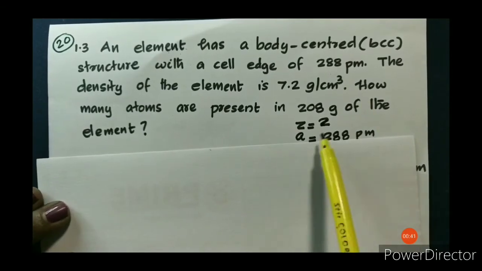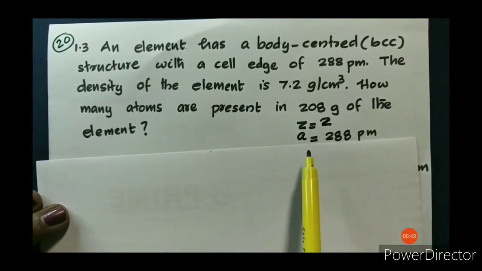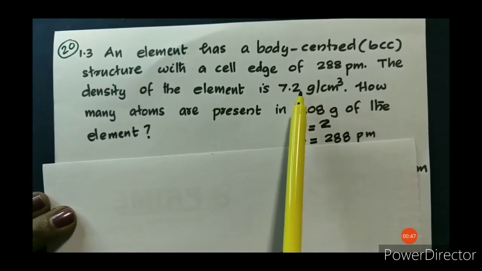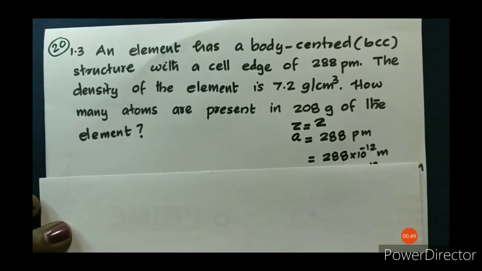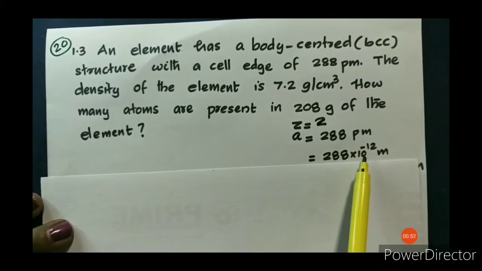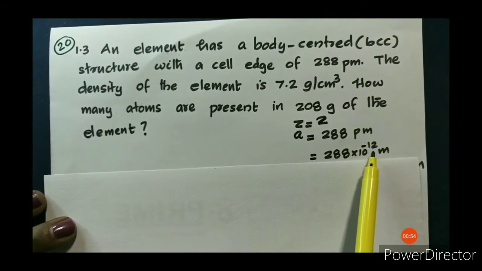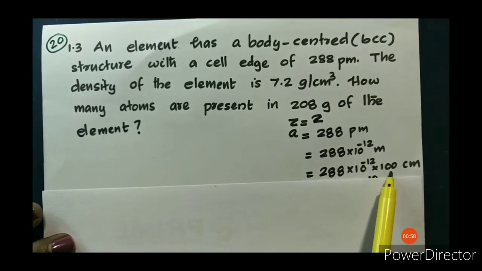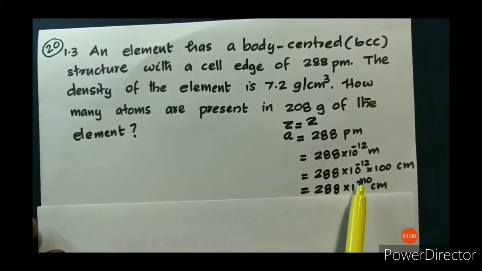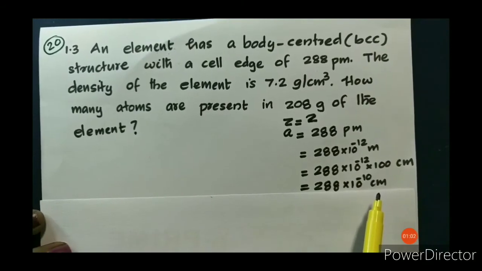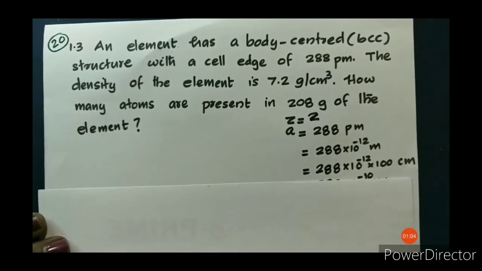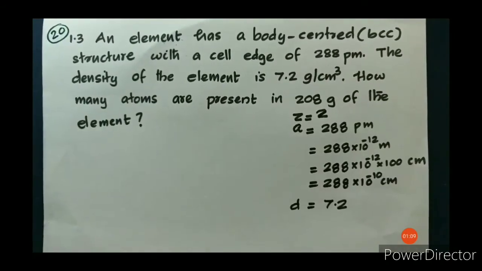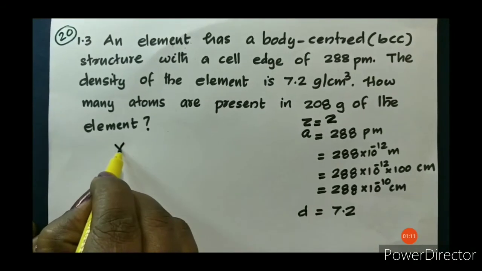That means the density is given in gram per centimeter cube, so the edge length is also converted into centimeter. So picometer is converted into centimeter, then it becomes multiplied by 10 raised to minus 10. Then we get edge length A is equal to 288 into 10 raised to minus 10 centimeter. Next, density is equal to 7.2 gram per centimeter cube.